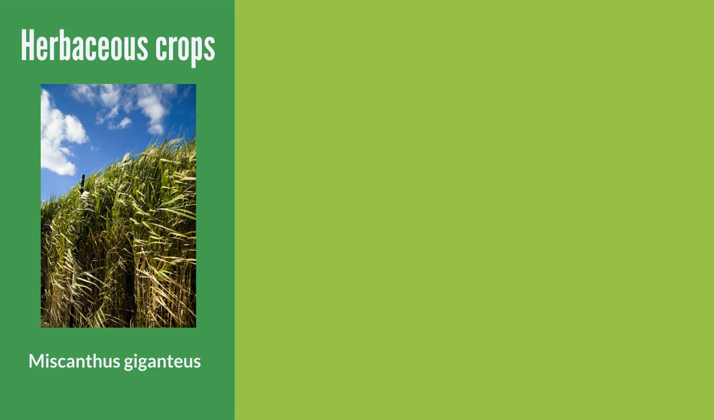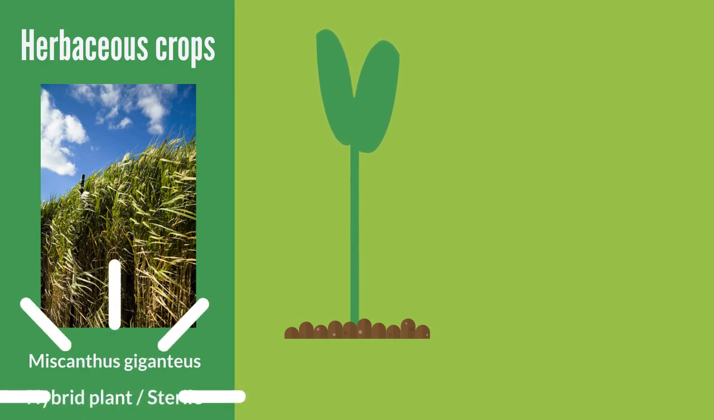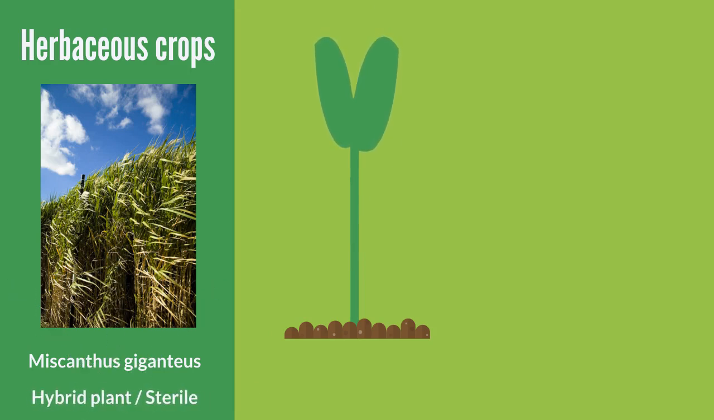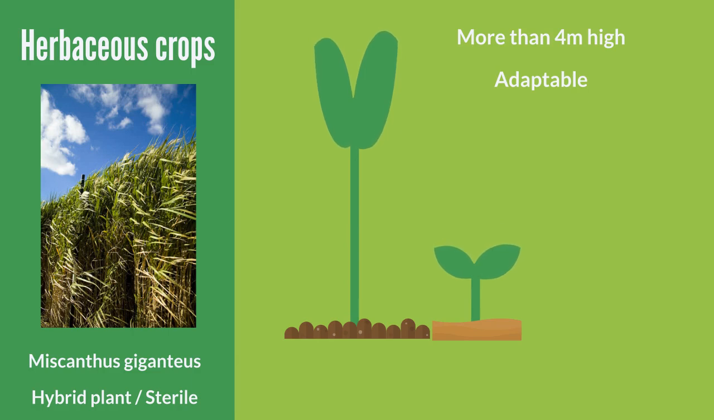Let's see an example of herbaceous crop, the Miscanthus giganteus. Miscanthus giganteus is a sterile and non-invasive hybrid plant. It grows to heights of more than 4 meters in one growing season, from the 3rd season onwards. Miscanthus is quite an adaptable energy crop. It grows on a range of soils, from sand to high organic matter soil.